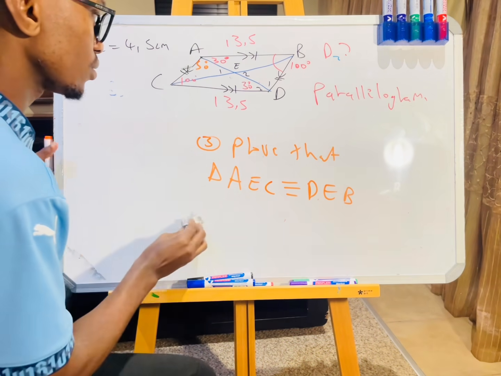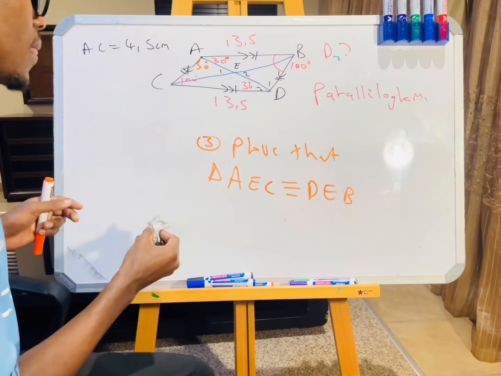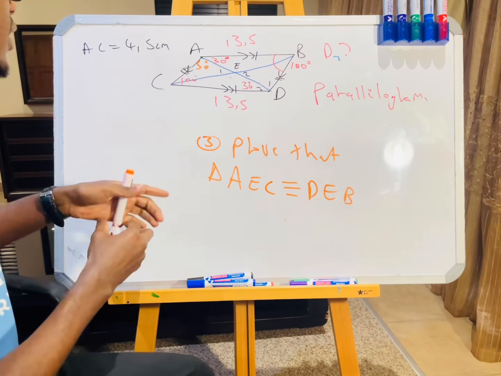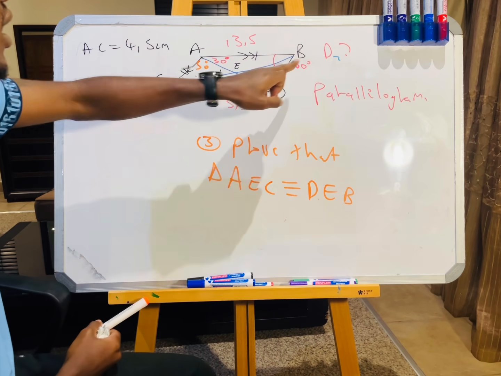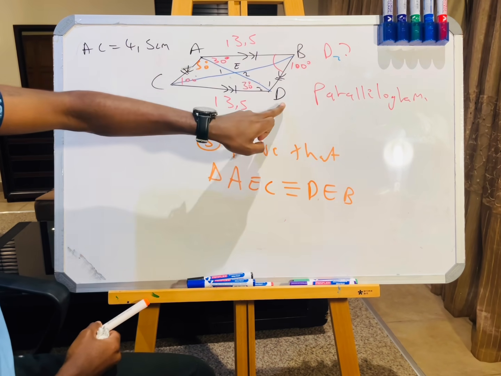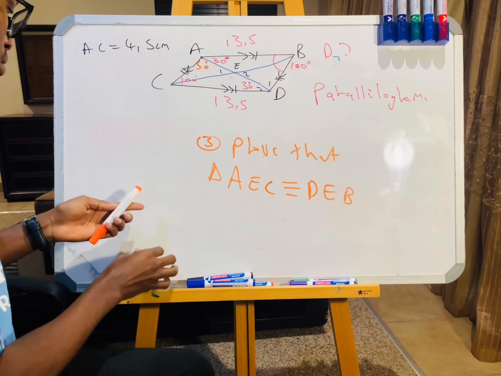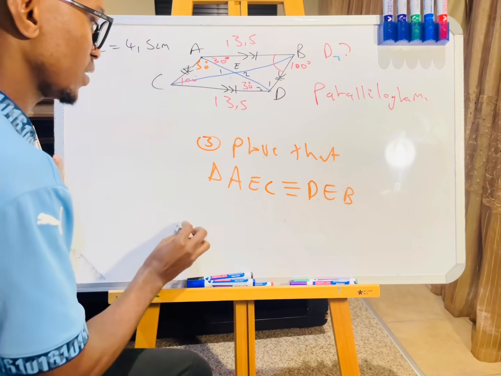All right, so maybe I still have a little bit of time to do this one with you. We need to prove that triangle AEC is congruent to triangle who? DEB, right? So remember, this is our E in case you cannot see E.